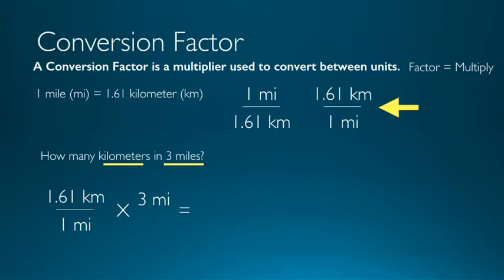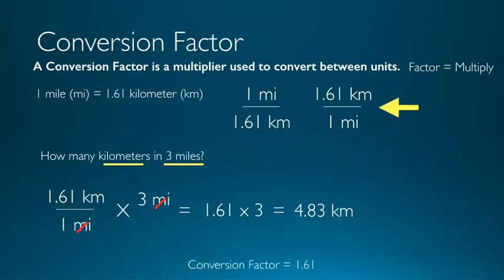Now the next thing I'm going to do is cross out the miles. I'm going to keep the numbers, but I'm going to cross out the miles because they cancel each other out. If I do that, I'm left with a multiplication sentence of 1.61 times 3. If I multiply 1.61 times 3, that gives me 4.83. So in 3 miles, there are 4.83 kilometers.